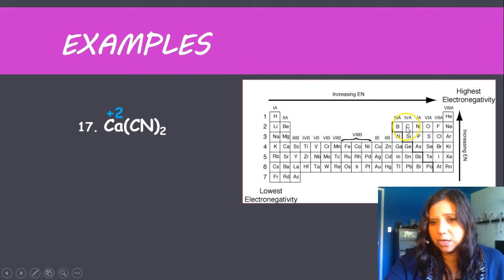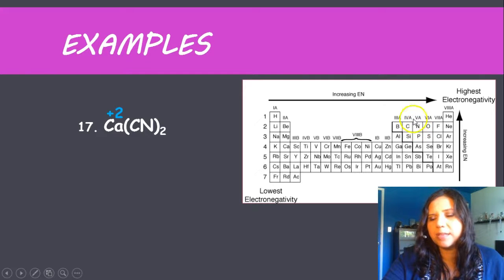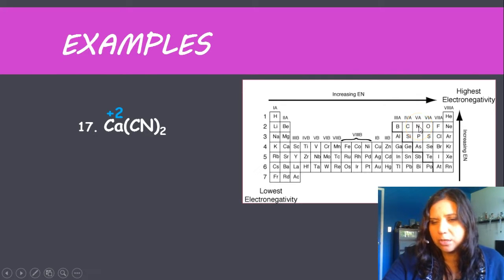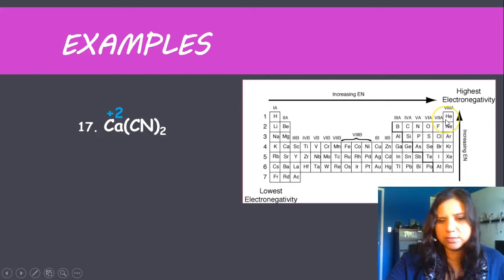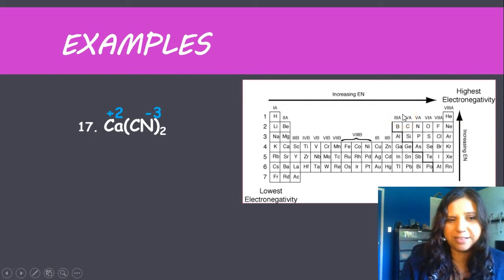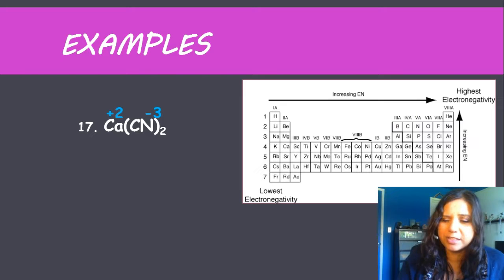And so if we look up in this periodic table, electronegativity increases from left to right and from bottom to top. So here's our highest in electronegativity. So between carbon and nitrogen, nitrogen should have a higher electronegativity. So we're going to give nitrogen its normal charge. Well, it's in 5A, and that's 3 away from the halogens, so that would be -3. So it'd be -3, -2, -1, and then 0. So nitrogen would be the -3. And then we just have to figure out what carbon is.